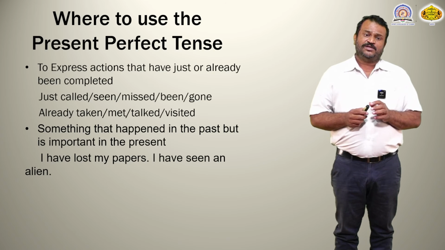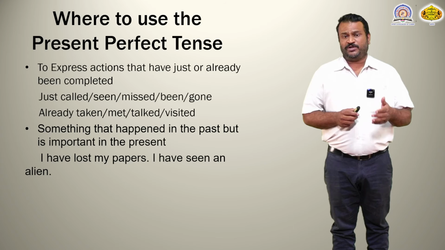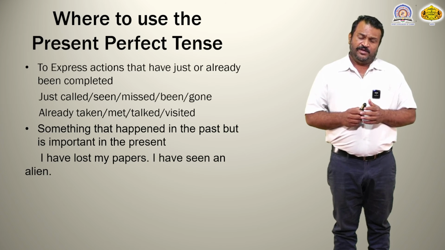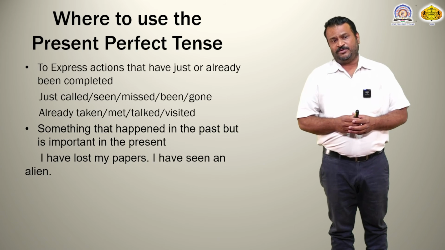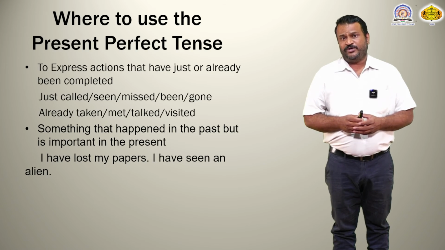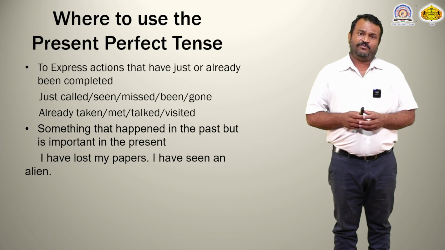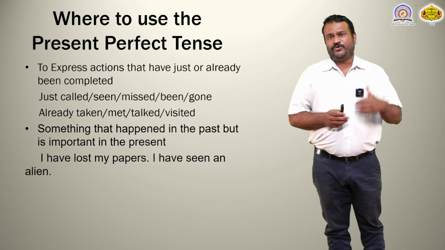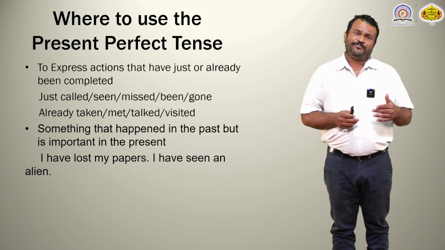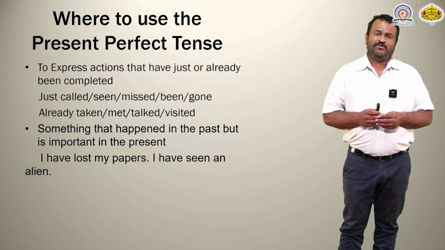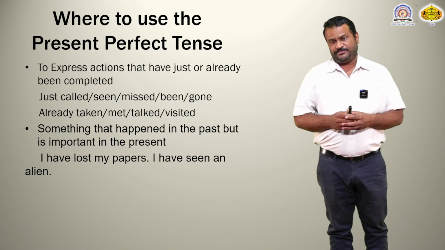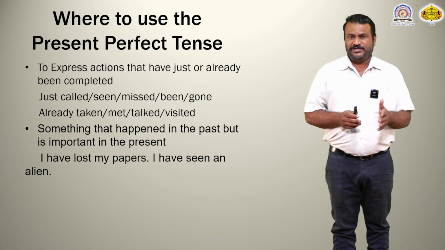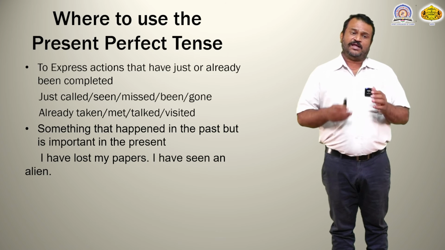We also use it for something that happened in the past but is important in the present. For example, you forgot your mobile at home and you didn't know. When you come to college, one of your friends asks you to call your friend, and when you look, you realize that there is no mobile. What is your response? How will you express it? I have forgotten my mobile. The action happened in the past, but what is the result? The result is that you came to know now.